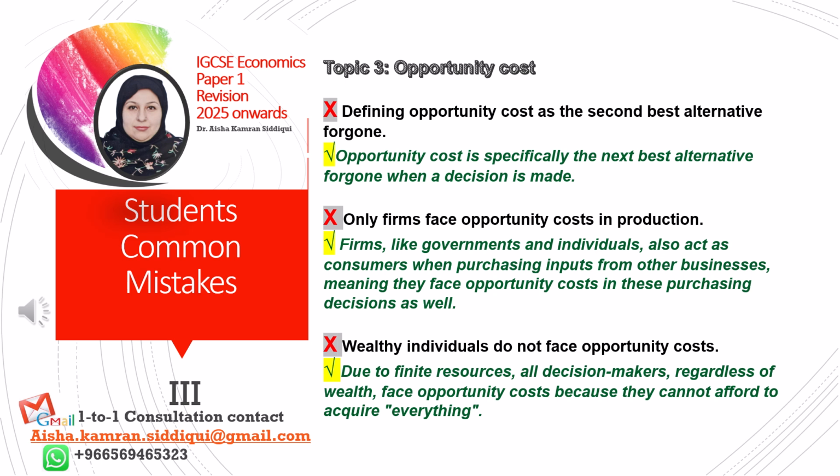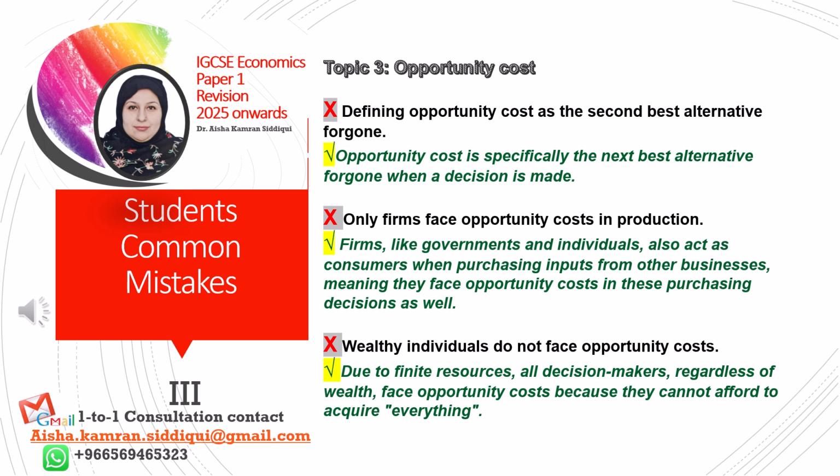Topic number 3, the opportunity cost. Defining opportunity cost as the second best alternative foregone is incorrect. The correct definition is that opportunity cost is specifically the next best alternative foregone when a decision is being made.